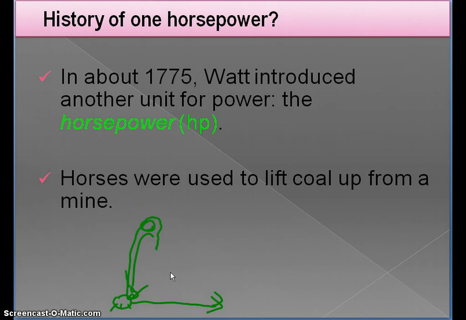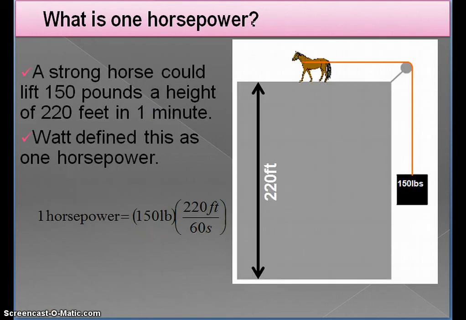The horses were bred to be little tiny things, and so a horsepower is actually the power of 2 ponies. It was much more efficient, and I think much more humane, to use a steam engine. Yeah, so here's how it worked. Here's the horse, and if the horse was pretty strong, then it could lift about 150 pounds of coal 220 feet in 1 minute. So Watt decided that this was going to be the power of 1 horse.